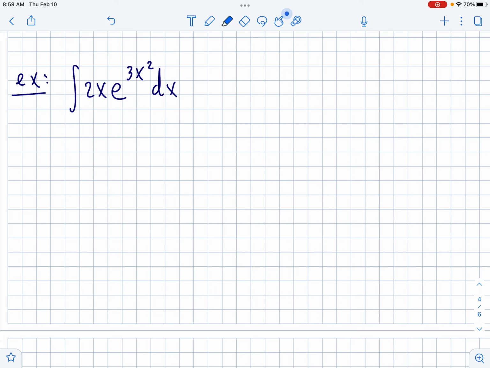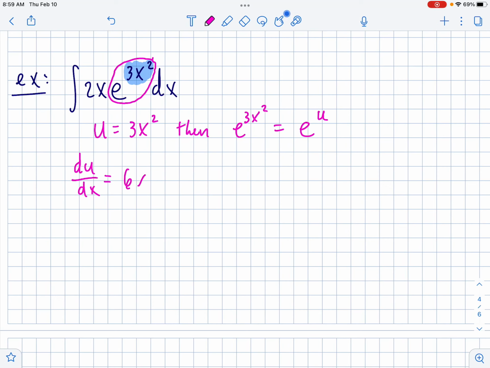Next problem. The inside function is 3x squared, so that's going to be the u. We'll say that u is equal to 3x squared, and then e to the 3x squared is going to be e to the u. So this whole part right here will get replaced with a u. Now the derivative of that inside function, well, let's write it out. du dx is 6x. So if I multiply dx by both sides, you get du is equal to 6x dx.